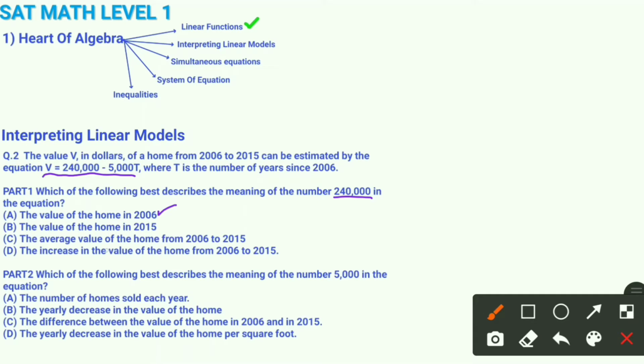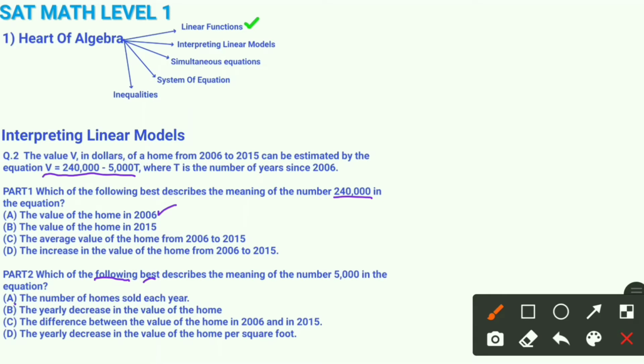Okay, this is part A. Part A is the answer. And then part 2, which of the following best describes the meaning of the number 5000 in the equation? The number of homes sold each year, the yearly decrease in the value of the home, the difference between the value of 2006 and 2015, the yearly decrease in the value of the home per square feet.